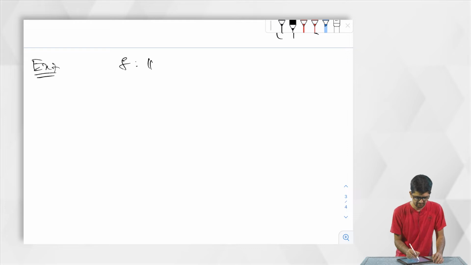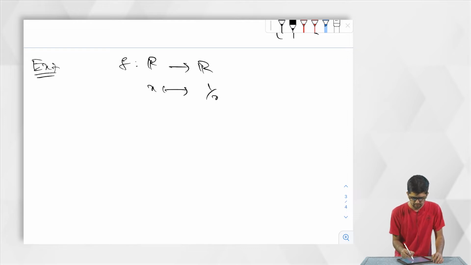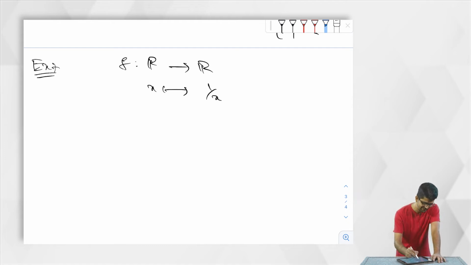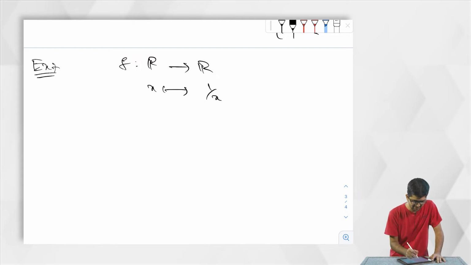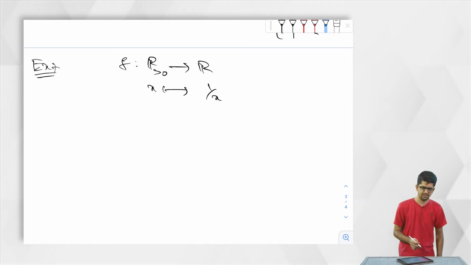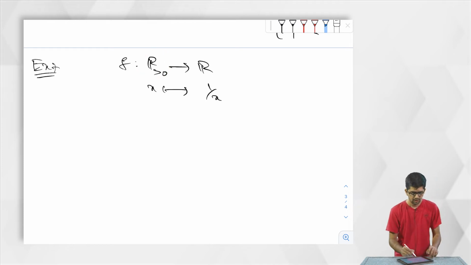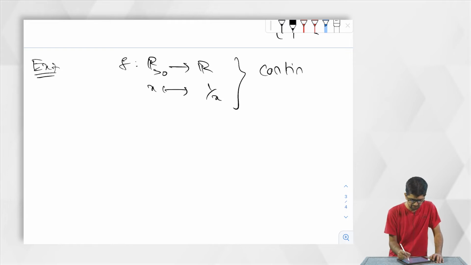Consider the function f, x goes to 1 by x. So here of course when I allow 0, I don't know what to write for 1 by 0. So let us consider only positive real numbers, not even 0 is included in the domain. So now let us look at the continuity of this function. Is it continuous?